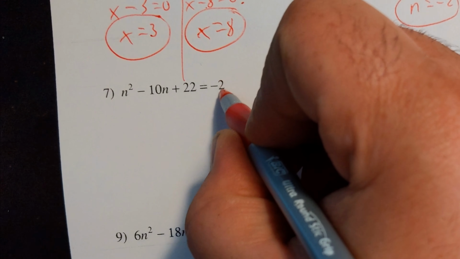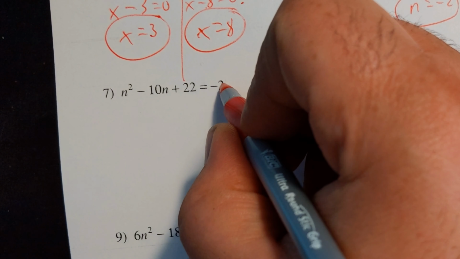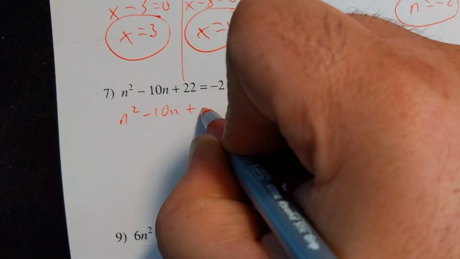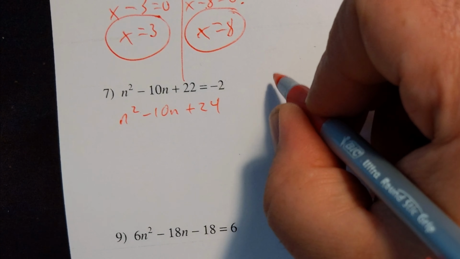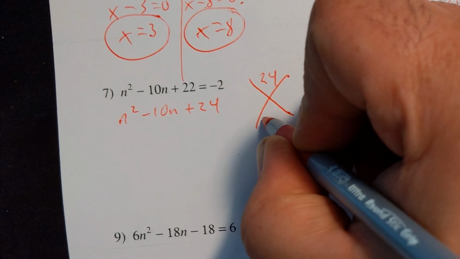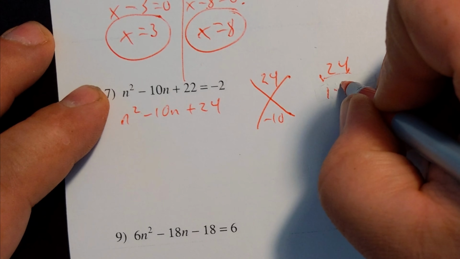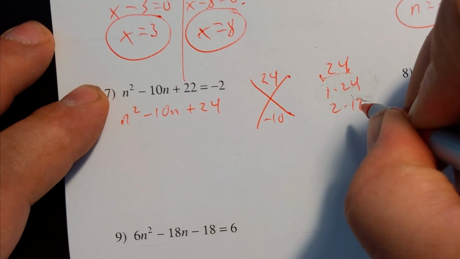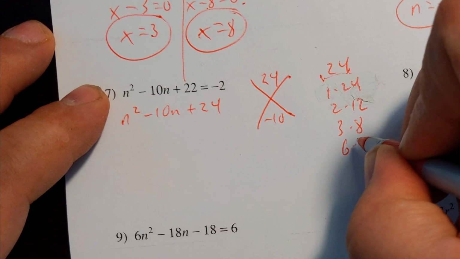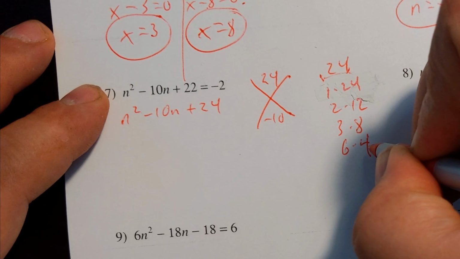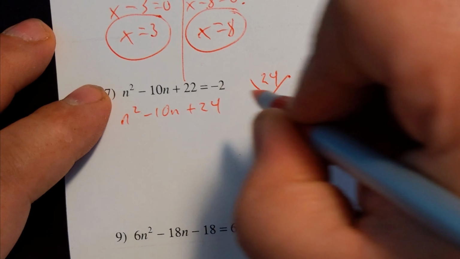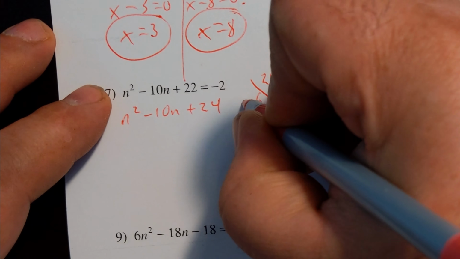I need to move this negative 2 out of the right side, so I'm going to add 2 to both sides. I'm going to have n squared minus 10n plus 24. And then I'm going to put the 24 on top, negative 10 on the bottom, or 1 times 24, or 2 times 12, or 3 times 8, or 6 times 4, 4 times 6. Those all make 24, and the one that gives me a negative 10 is going to be the 6 and the 4 if they're both negative.